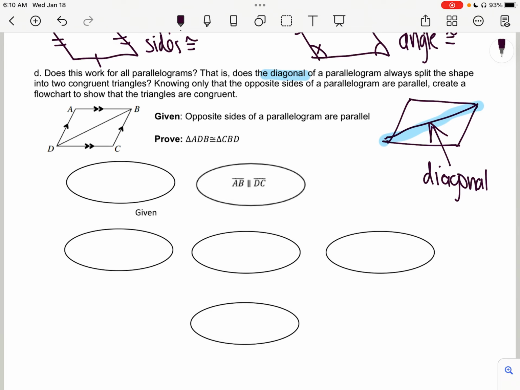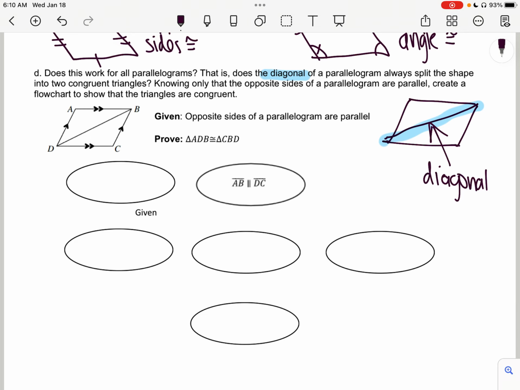So this is kind of the format you're going to be seeing now for flowcharts. It's kind of beefed up. There's more circles. Notice on the top where it says given prove. That is new. And I'll be giving you pointers and ways to deal with these things.